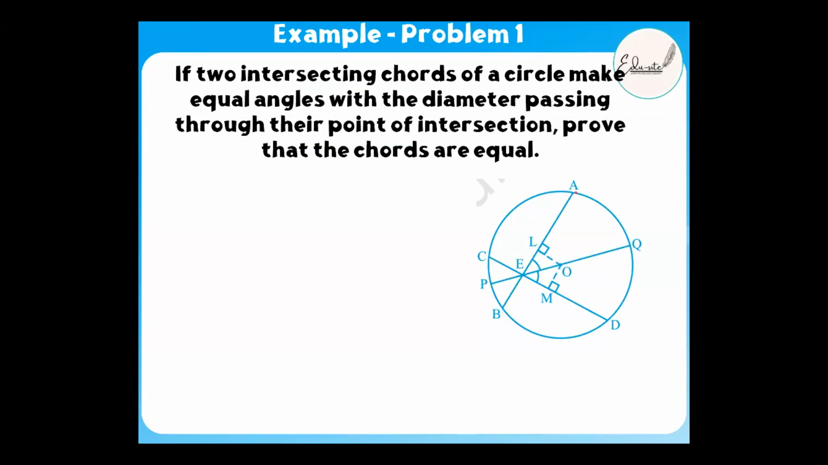So these two are the chords. Laiba, please concentrate. AB and CD are the chords, and PQ is the diameter. You know, the diameter passes through the center of the circle, so we mark point O on it. So how are you going to construct the figure?